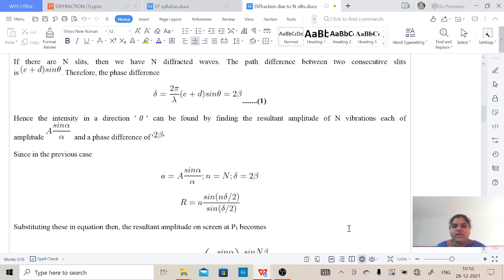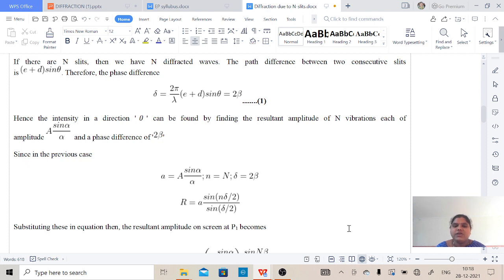Now, as in the previous case, in the present case also we take the terms as: small a equals A sin alpha by alpha, that means the amplitude of each wave, and n equals n, that means we are using n number of slits, and delta equals 2 beta as the phase difference. Now we already know the resultant amplitude from the vector addition: R equals A sin n delta by 2 by sin delta by 2.